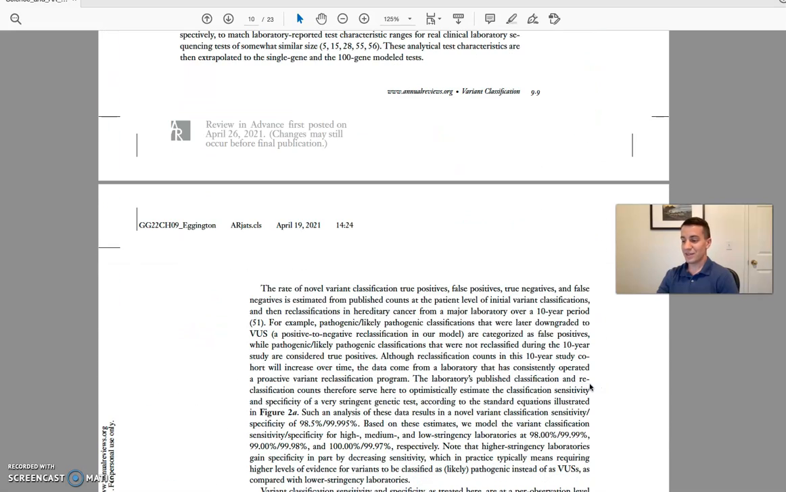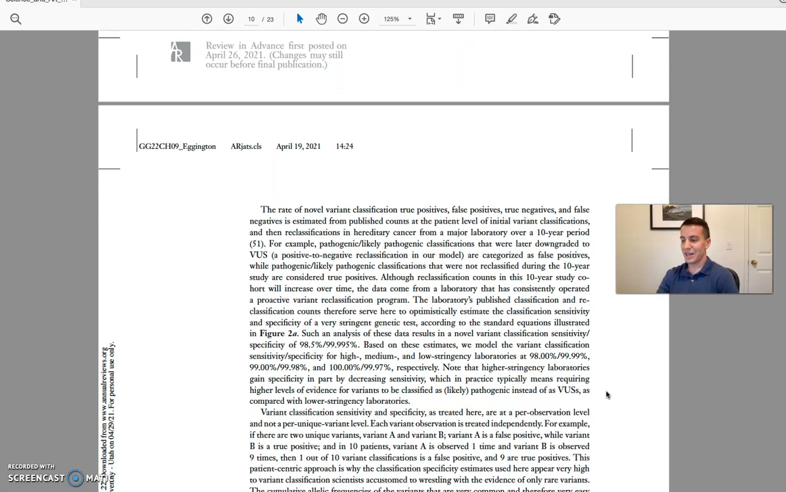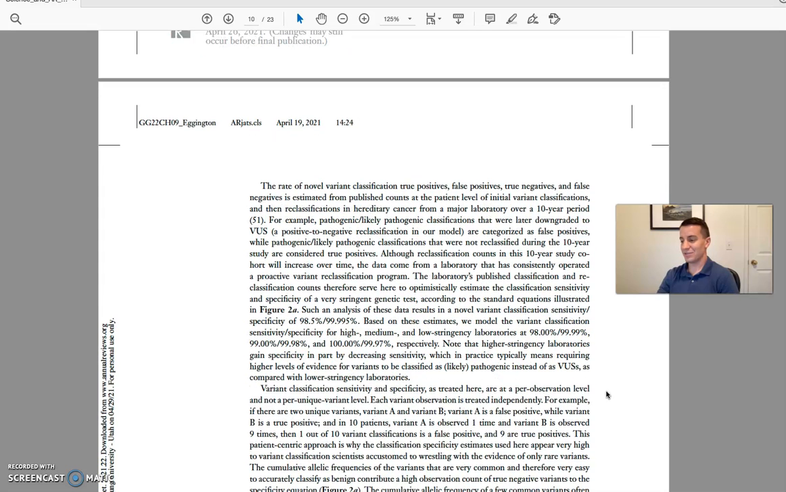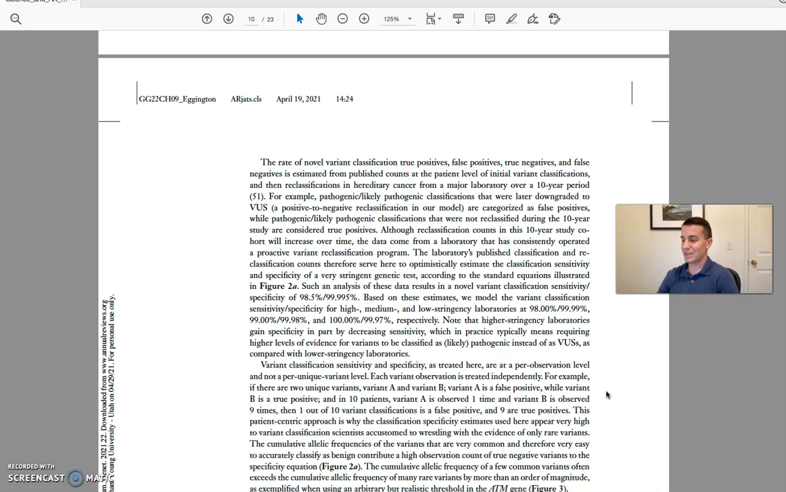The rate of novel variant classification true positives, false positives, true negatives, and false negatives is estimated from published counts at the patient level of initial variant classifications and then reclassifications in hereditary cancer from a major laboratory over a 10-year period. For example, pathogenic and likely pathogenic classifications that were later downgraded to VUS, a positive to negative reclassification in our model, are categorized as false positives, while pathogenic and likely pathogenic classifications that were not reclassified during the 10-year study are considered true positives.